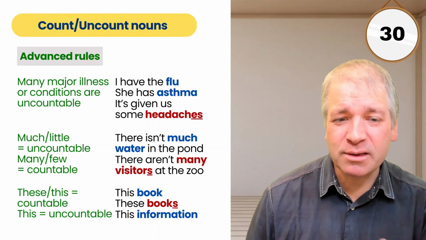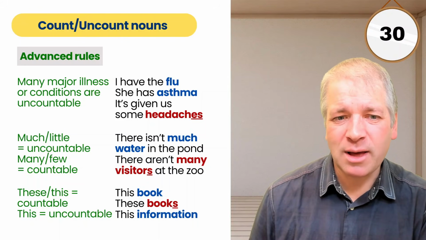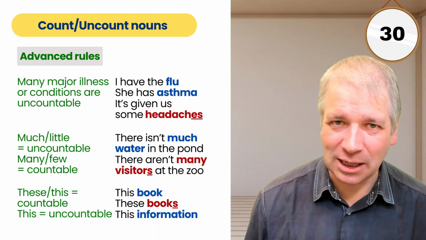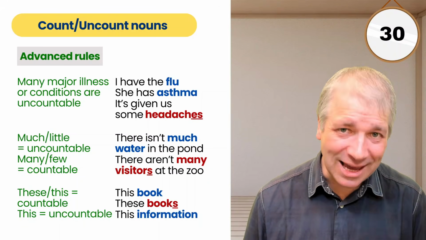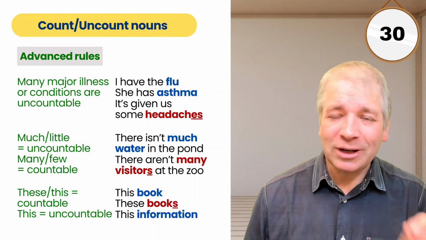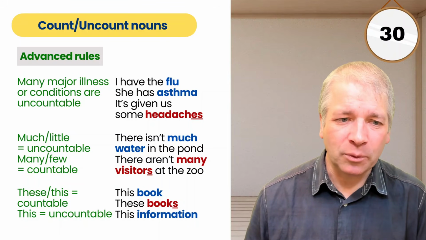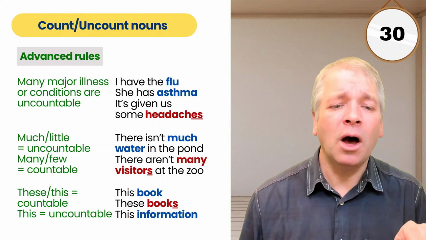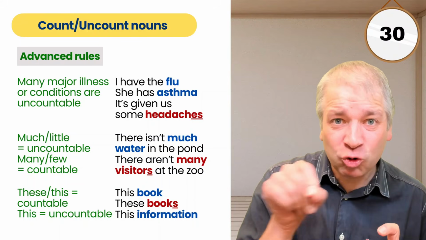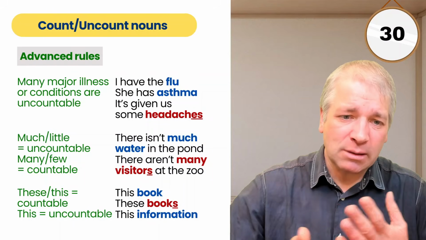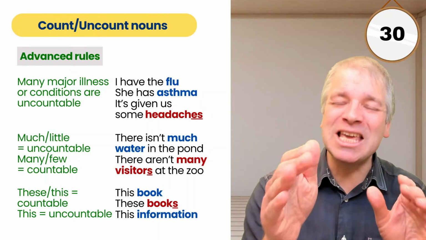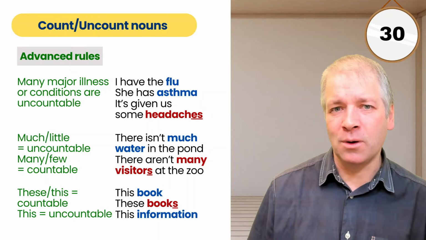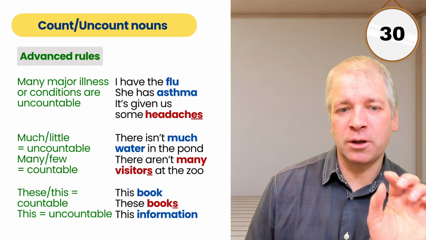It has given us some headaches. We wouldn't say there's a lot of headache in the class. We would say headaches. Now, much and little tend to be uncountable. That's when they're determiners, that is, and many and few are countable. So there isn't much water in the pond. That's uncountable, but there aren't many visitors at the zoo. Visitors here is countable, so use many.